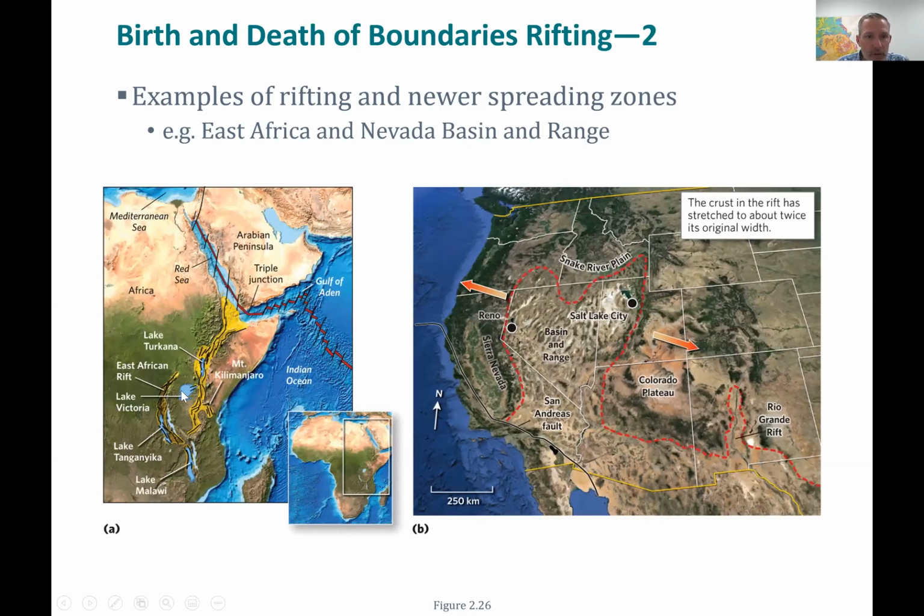And so here's that African rift zone. But it's not the only place. We have the basin and range region of the southwest part of the United States, and that plate is also rising up and pulling apart. And it's known as the Rio Grande Rift.